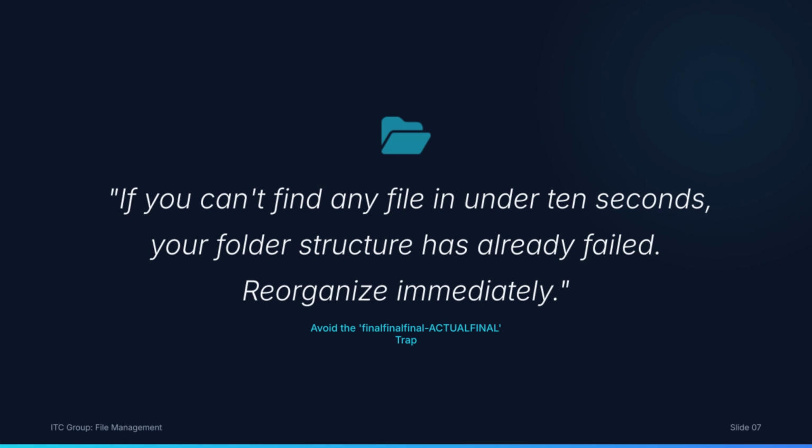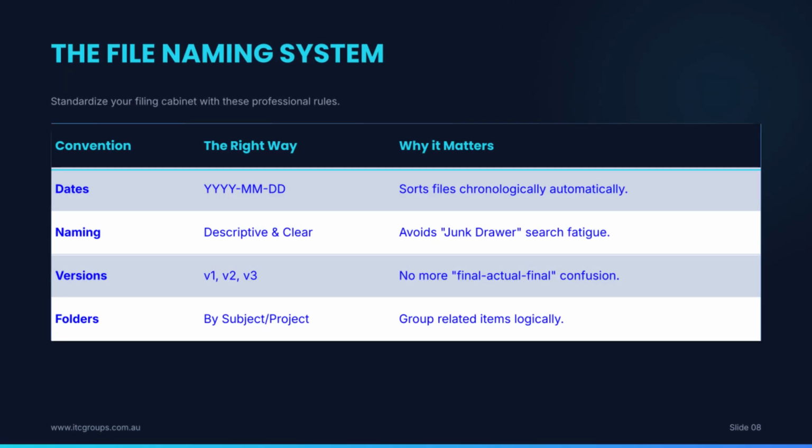Now, file management. What did Darius's downloads folder teach us? That Final Actual Final is not a file naming system. It is not. A good folder structure is like a well-organized filing cabinet. Create folders by subject or project. Use clear, descriptive names. Include dates in YYYY-MM-DD format when relevant. That format sorts chronologically. Use version numbers instead of the word final. If you have to search for something, your structure has already failed. Good rule: if you can't find any file in under 10 seconds, reorganize.